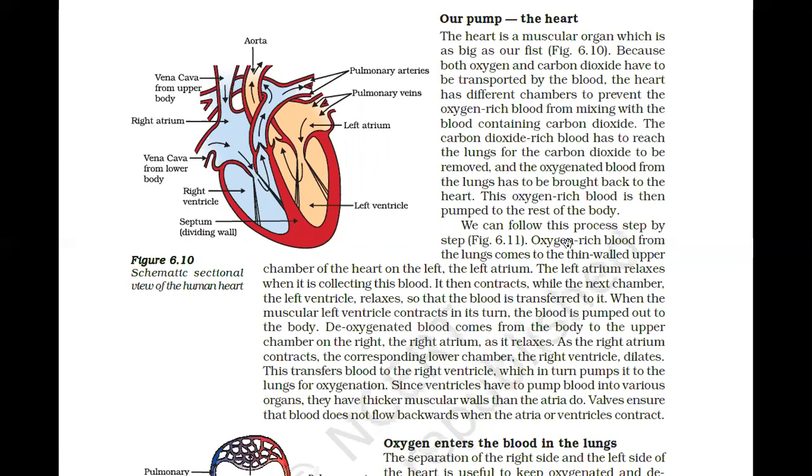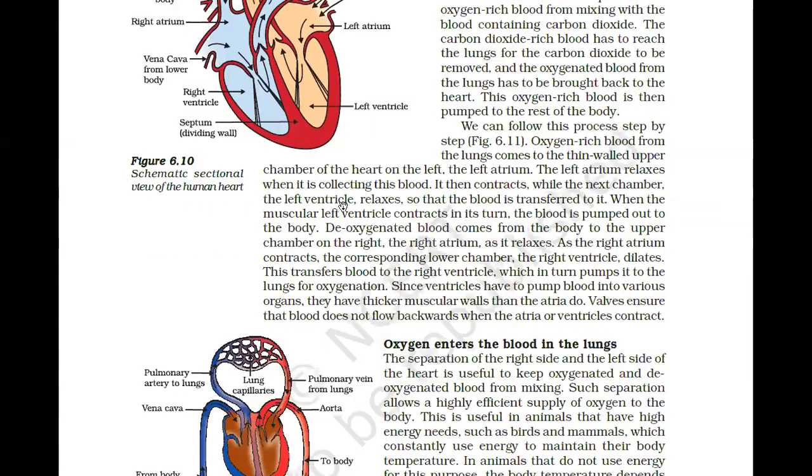We can follow this process step by step. Oxygen rich blood from the lungs comes to the thin walled upper chamber of the heart on the left, the left atrium. The left atrium relaxes when it is collecting this blood. It then contracts while the next chamber, the left ventricle, relaxes so that the blood is transferred to it. When the muscular left ventricle contracts in its turn, the blood is pumped out to the body.